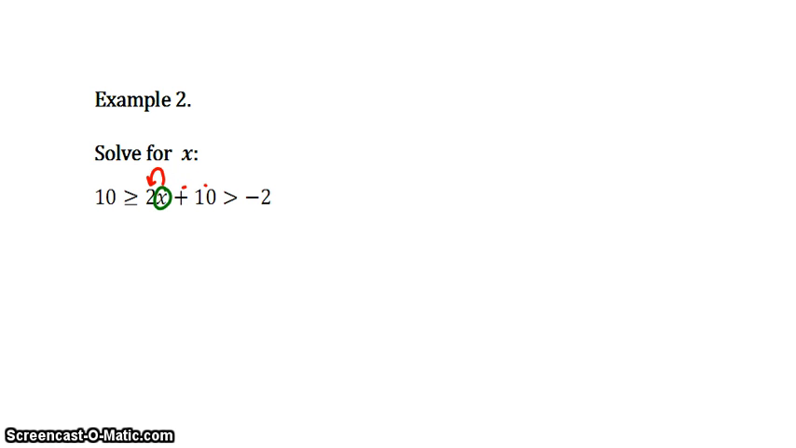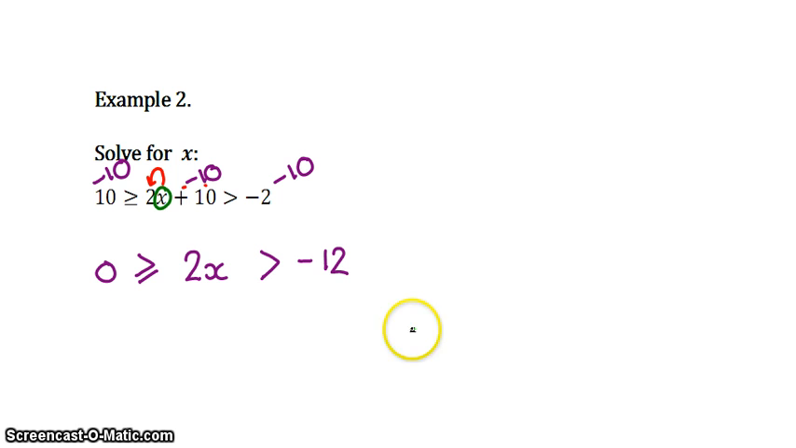Now, I always get rid of the things furthest away from x first. So I'm going to minus 10 to get rid of it. But if you minus 10 from one part, you must minus 10 from both other parts. So I get 10 take away 10 is 0, is greater than or equal to. The sign doesn't change because I'm subtracting 10. I'm not multiplying or dividing by a negative. 2x plus 10 minus 10 just leaves you with 2x, is greater than minus 2 take away 10, which is minus 12. Now all I've got to do is get rid of the 2, which is attached to x through multiplication. So I divide by 2 everywhere.